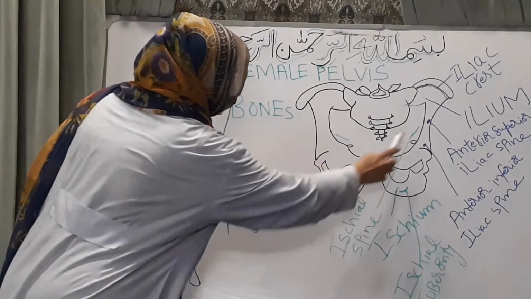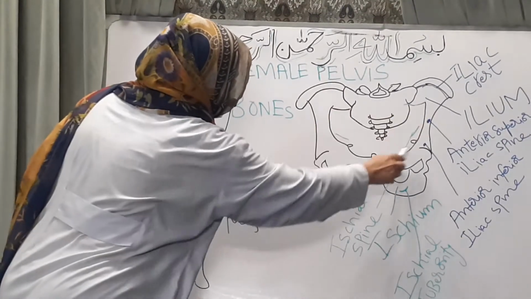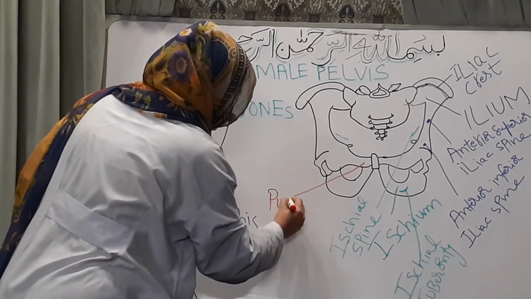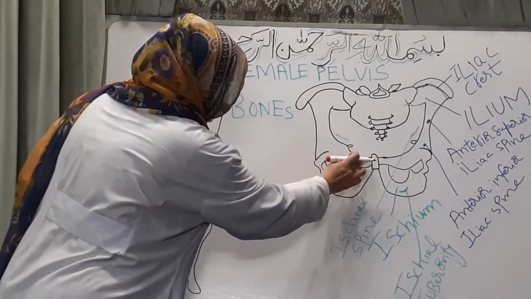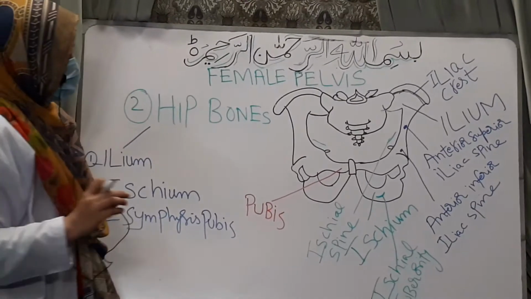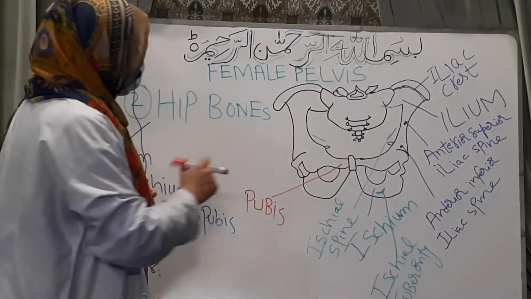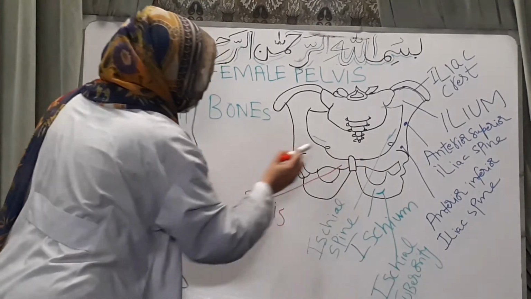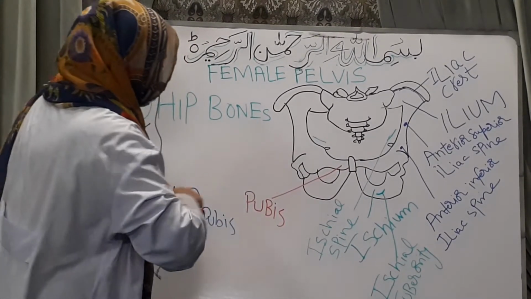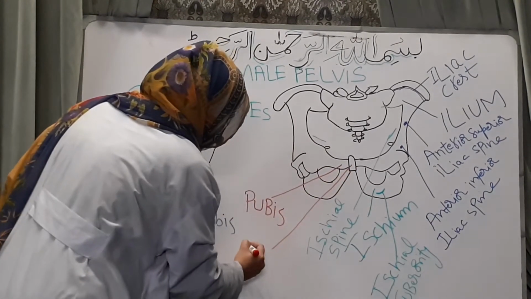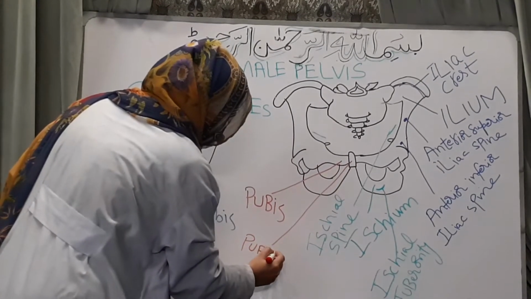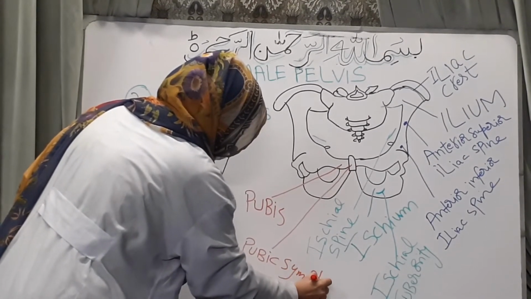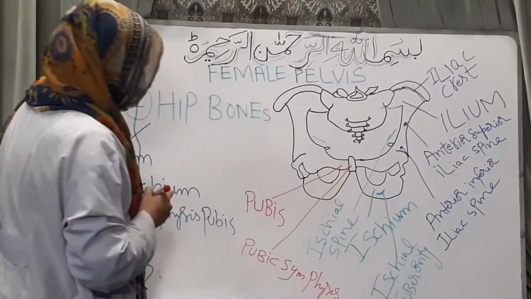This whole is the hip bone. One hip bone is this and one is this. This part is known as pubis, the right pubis and left pubis side. Clear? The point where the two pubic bones meet, one this side and one this side, is known as pubic symphysis. Clear?